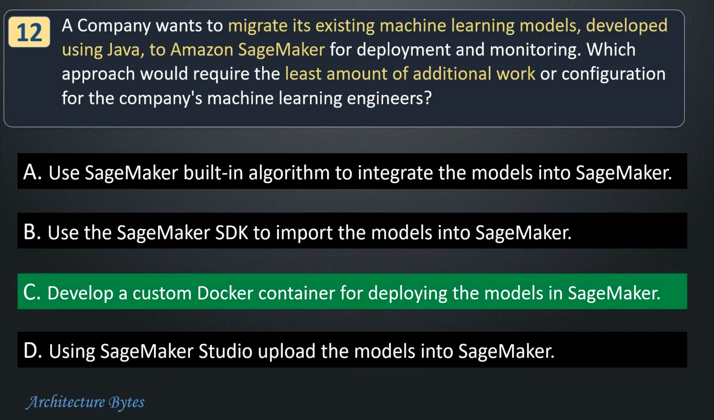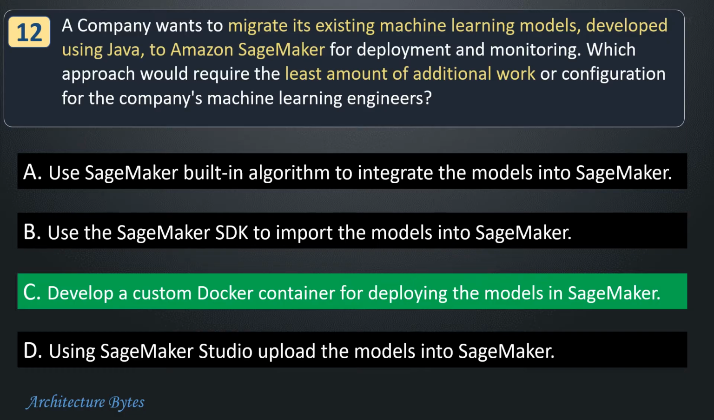Option C is the right answer here. Creating a Docker file allows you to package the existing machine learning models into containers. This approach is flexible and provides control over the environment, minimizing operational overhead by utilizing SageMaker's ability to run custom containers. Let's look at other options.